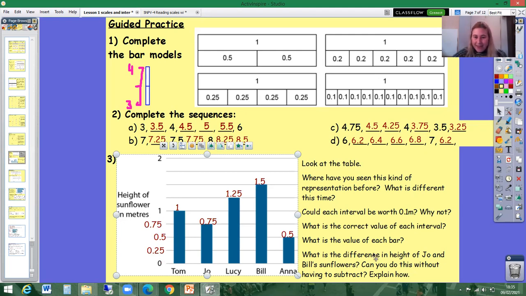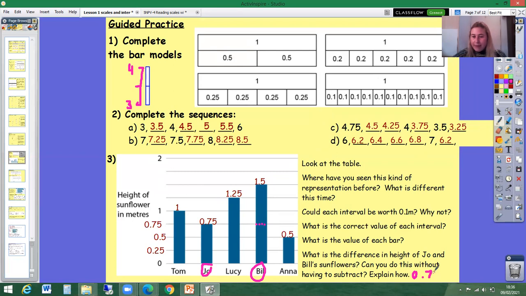Okay. Now it says here, what's the difference in the height of Joe and Bill's sunflowers? Is there a way to do it without having to subtract? So yes, there is. Hopefully you realise that you could just count the divisions of 25 hundredths. So if I compare Joe and Bill's bar, there's Joe's bar, there's Bill's bar. I'll move along because Bill's is higher. So Joe's would meet about there, wouldn't it? So I can count in 25s now. That'd be 25 hundredths, 5 tenths, 75 hundredths. So we can see that Bill's sunflower is 75 hundredths of a metre taller.